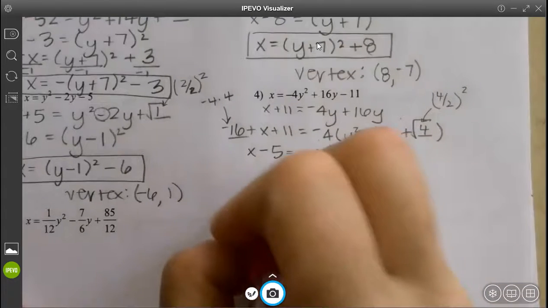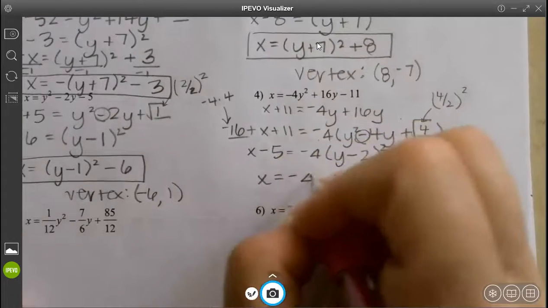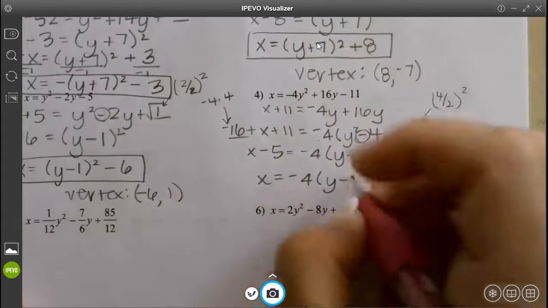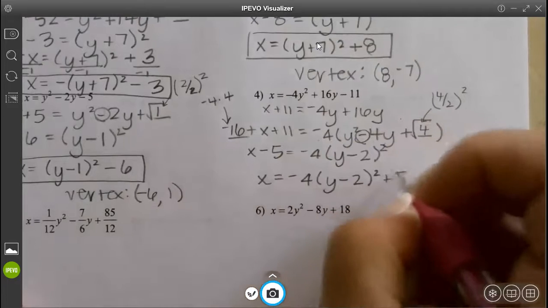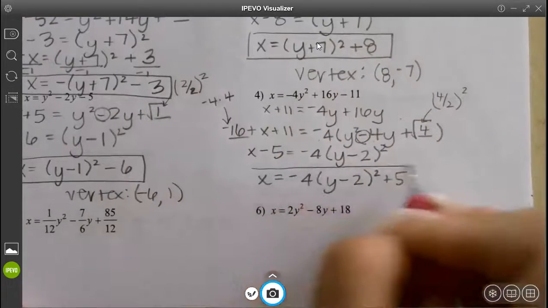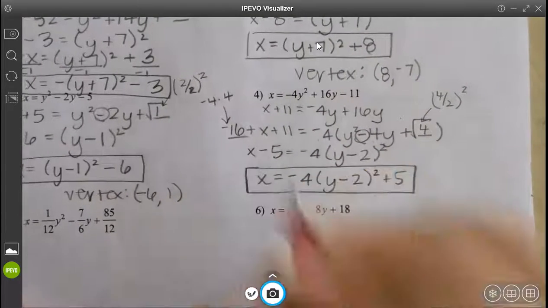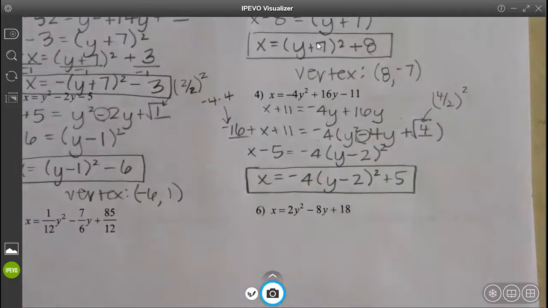And then move your 5 over. So x equals -4, y minus 2 squared. Add your 5 to the other side. What's your vertex? 5, 2. Which way does it point? Left. And then is it fat or skinny? Skinny, because the 4 makes it stretch.